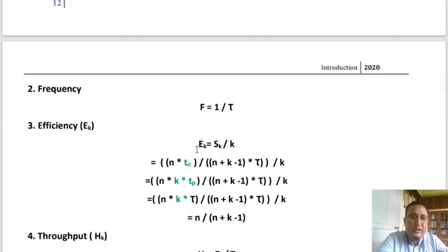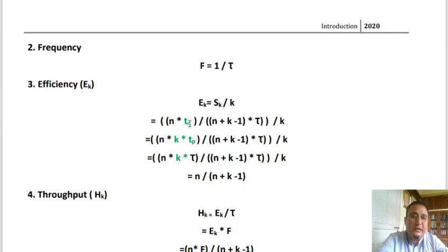Now frequency. Frequency has a very simple representation. Frequency is equal to 1 by tau, right? Now efficiency is equal to speed up ratio by the number of phases, right? So we have an expression for speed up ratio. The speed up ratio is equal to non-pipelined execution by pipelined execution. This we have already determined in the first parameter.